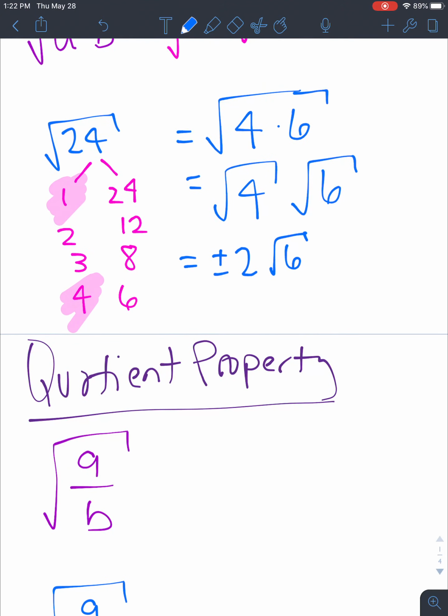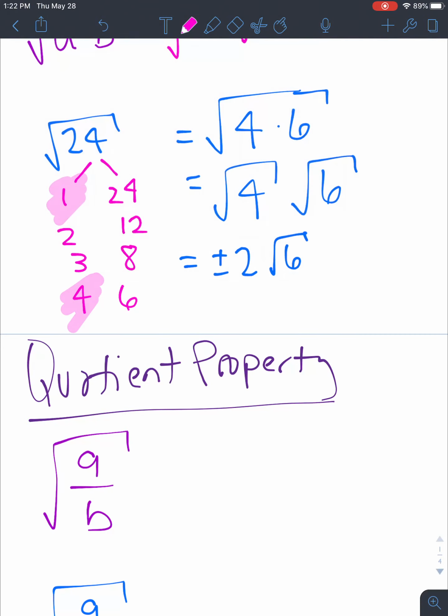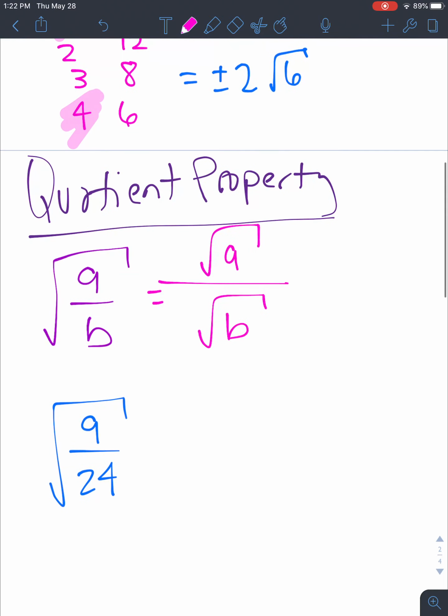The quotient property is very similar. It says that when you have two things that are being divided under a square root, you can split them up. So the square root of a divided by b is the same thing as the square root of a divided by the square root of b. We can use that to simplify things like the square root of 9/24.